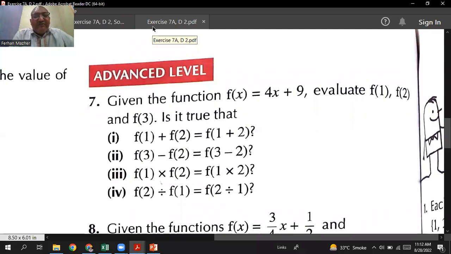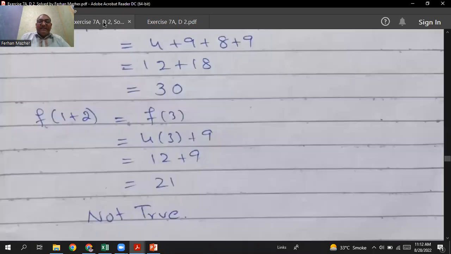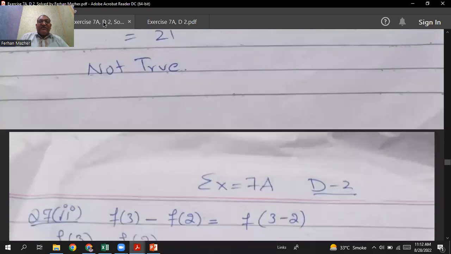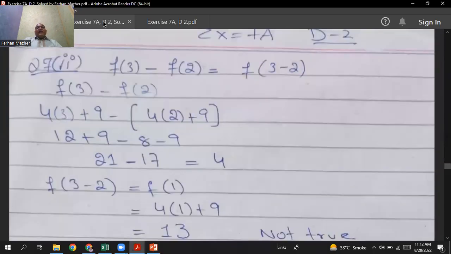Okay, the next part, f of 3 minus f of 2 is equal to f of 3 minus 2 in brackets. So we will check whether this is right or not. The left side is f of 3 minus f of 2. I will try to find its value. So 4 into 3 plus 9 minus, in square brackets, 4 into 2 plus 9. So you will have 12 plus 9 minus 8 minus 9. So it will be 21 minus 17 and it will be 4. So the value of the left side is 4.